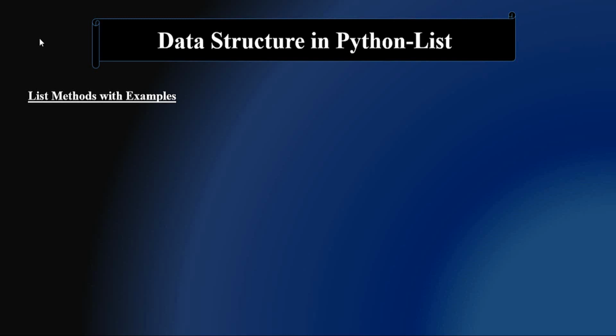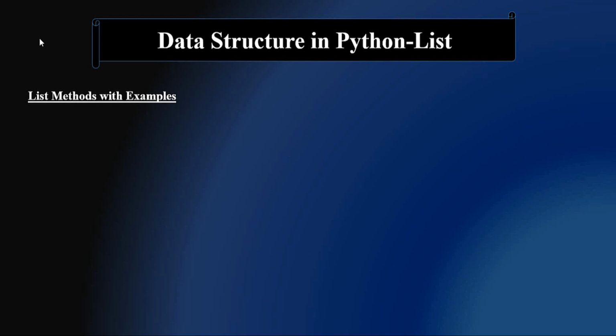Hi guys, in this class we will discuss more about data structure in Python as list. You know that in the previous class we have discussed in detail about different things in list, like concatenation, repeating, membership operator using in, nested list, iteration. So there are many things we discussed in the previous class.